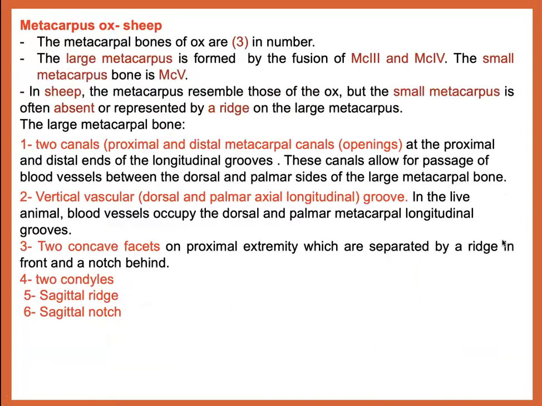metacarpal bones. In case of the sheep and ox, also 3 metacarpal bones, but the numbering is different. Because of the bovine's cloven hoof, you will find metacarpal bones number 3 and number 4 are the major ones, which are fused, right? Fused between number 3 and number 4. And number 5 would be the splint bone. Interesting to know that they have 2 canals, and they also have a vertical vascular groove, right?